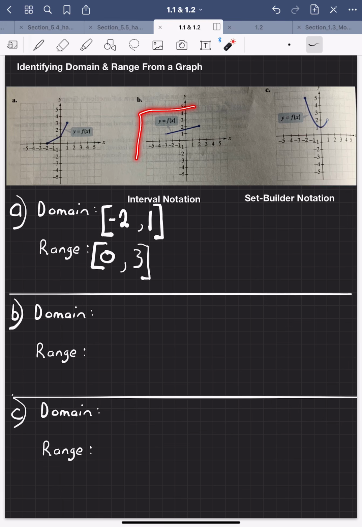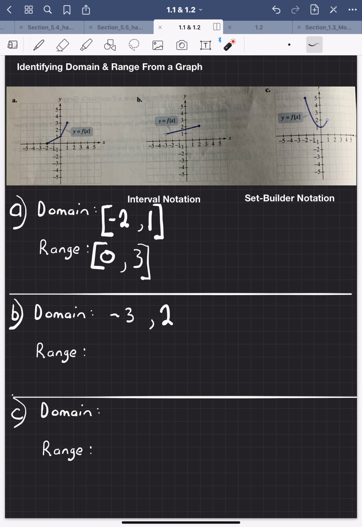So I'm going to do part B for you, and I really encourage you to pause the video and try part C for yourself. Okay, so let's do part B. Start off domain. Okay, we're looking left to right. So it appears that the graph starts at -3 and then proceeds and stops at 2. Now my question is, is the 2 included? Is the -3 included?